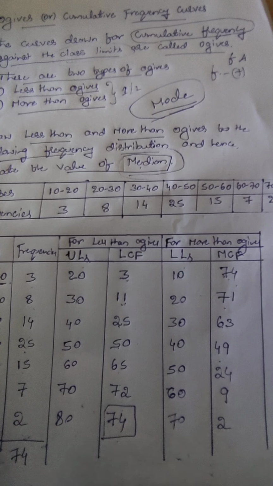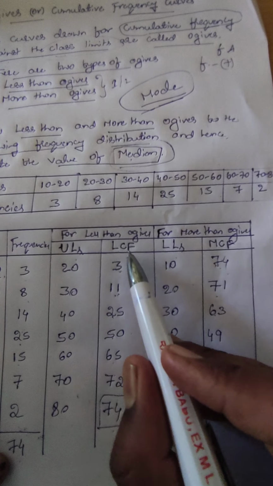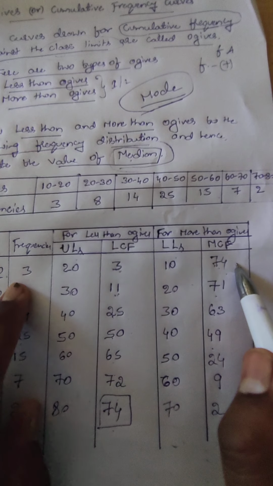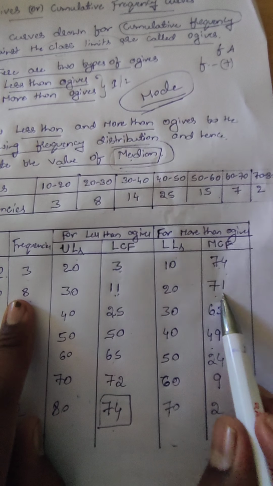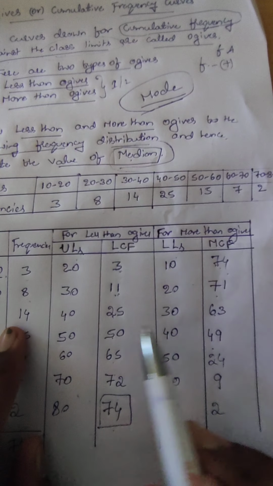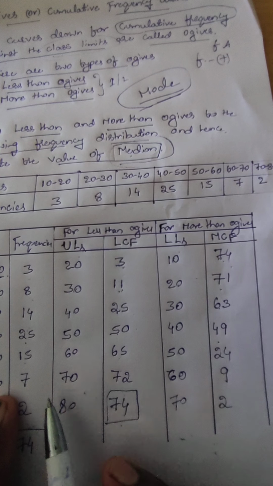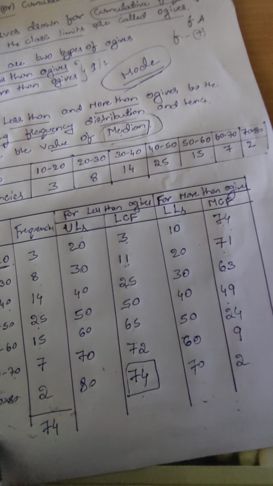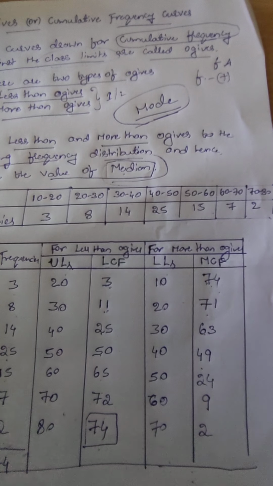So for the MCF, first we write the total of the frequencies, or else the last value of the LCF. Next we subtract all the frequencies one by one: 74 minus 3, 71 minus 8, 63 minus 14. Then we will get the MCF. This is the way of identifying the cumulative frequencies of less than and more than.